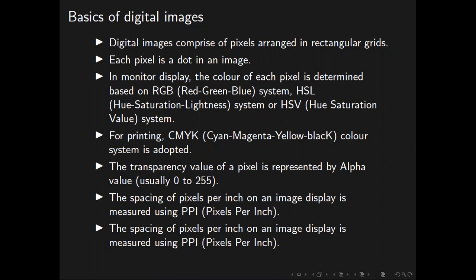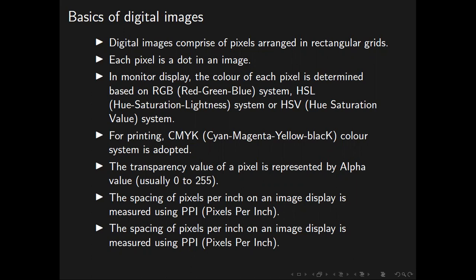Then for printing, we specified another system called CMYK. Can you expand it? Cyan, magenta, yellow, and black. These are the four colors used for printing. Why is black separately provided in printing? Because most of the content is printed in black and only a small portion is normally printed in color. Therefore, they have separated black color from the other color combination. That is the reason why they have provided K extra. This color space contains four values: cyan, magenta, yellow, and black.